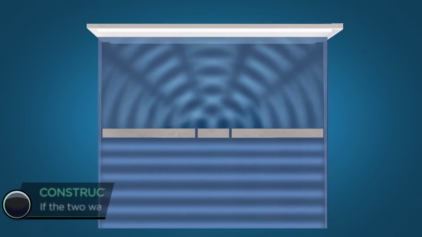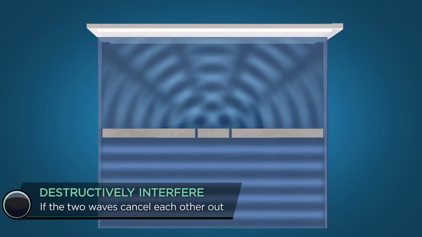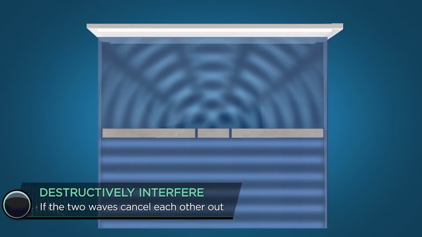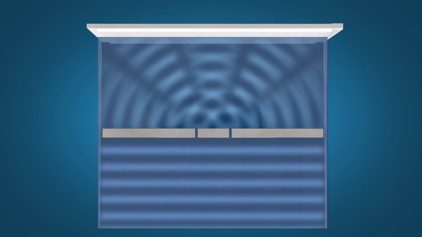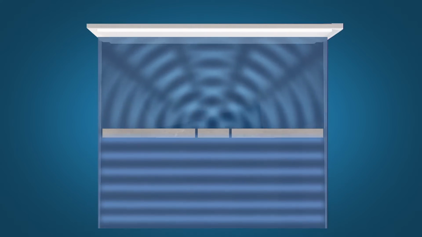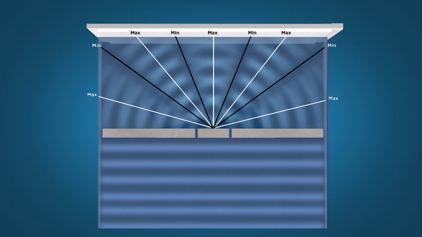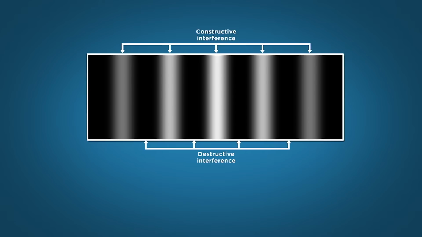We say that the waves constructively interfere if the two waves enhance one another to make a bigger wave, and they destructively interfere if the two waves cancel each other out. It takes a little math to work out where the waves would constructively and destructively interfere, which I'll skip. I'll just show you what it looks like. If the slits are thin and placed close to one another, you can treat the point between the two slits as the center, and what you see is that waves coming out at certain angles constructively interfere, while other angles destructively interfere. You should note that there are many angles for each.